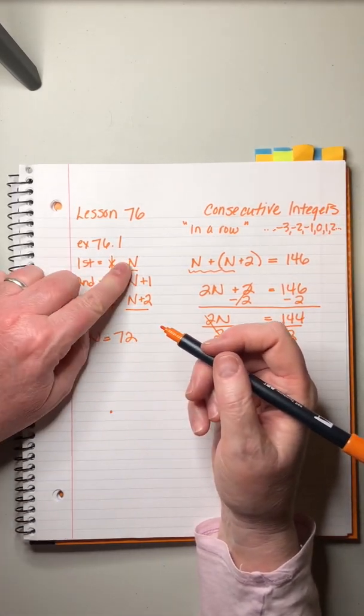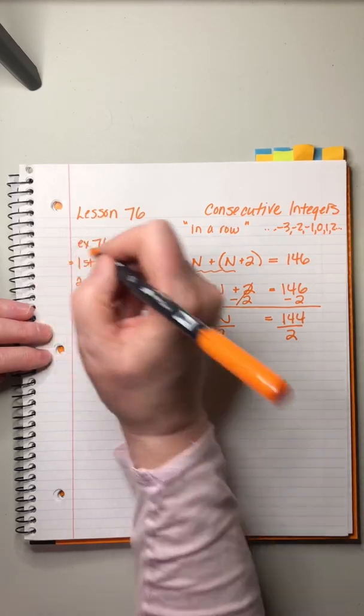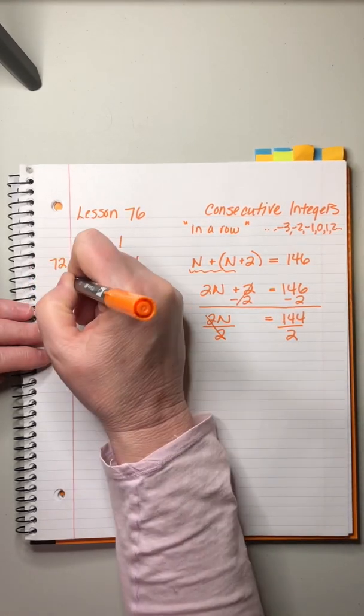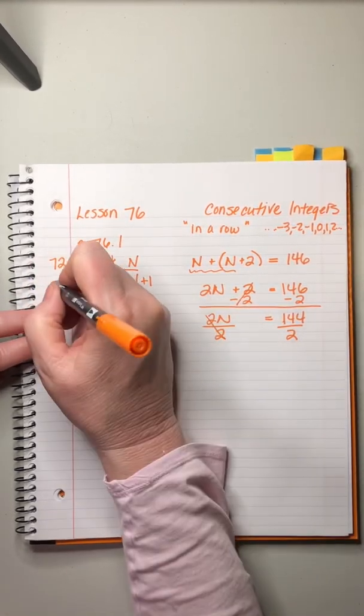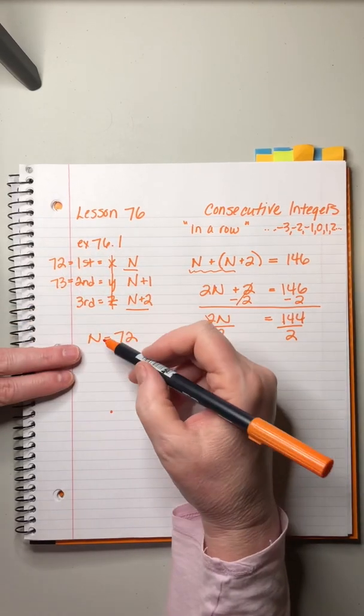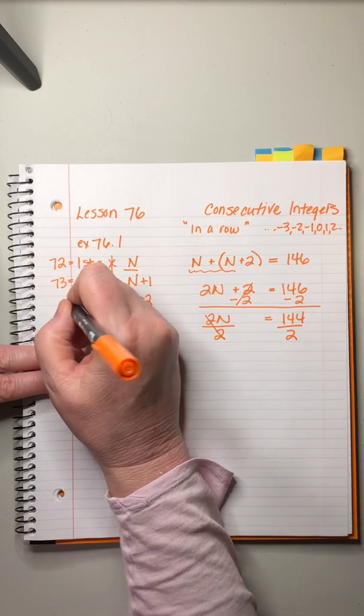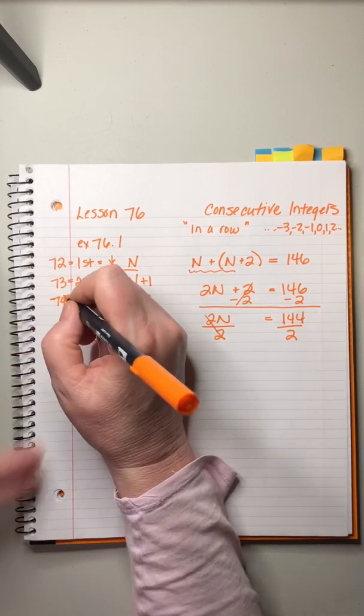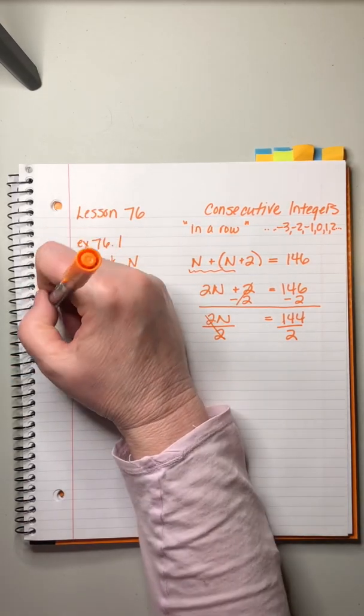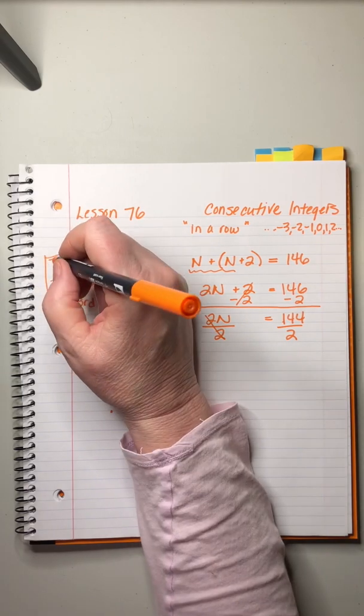What that tells us is our first number is 72. Our second number, we add 1 to it, so it must be 73. And then our third number, we take the n number and add 2 to it. So this is 74. And those are the right answers, right?